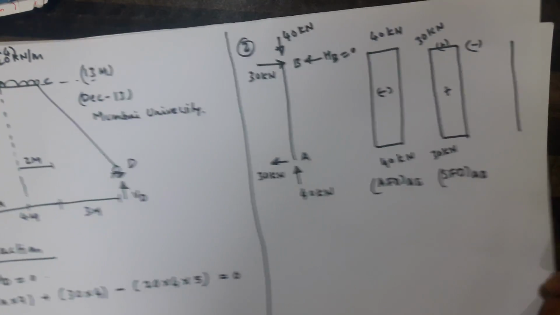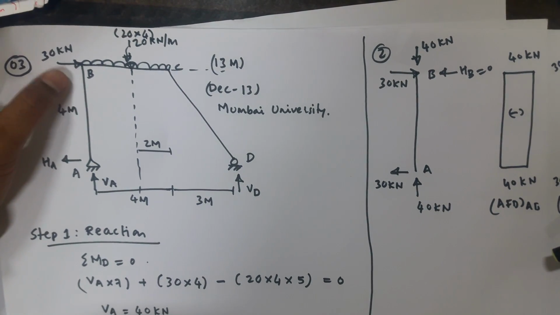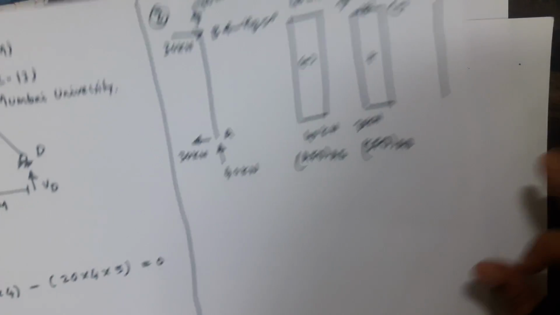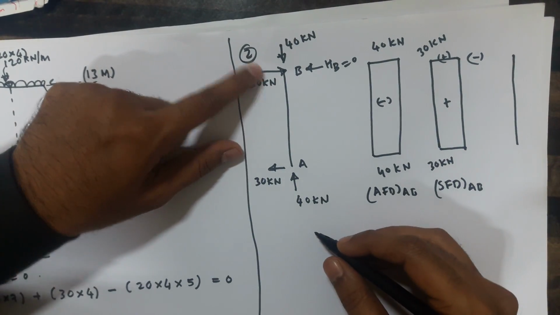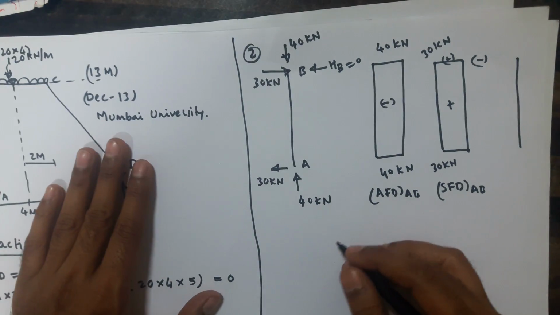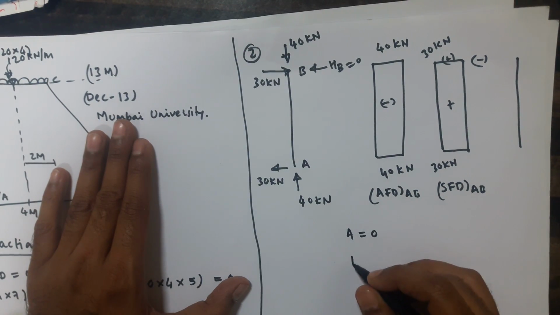And bending moment at B we have to find, because it is a rigid joint. Okay, so we will find bending moment at B. Bending moment at A is 0.